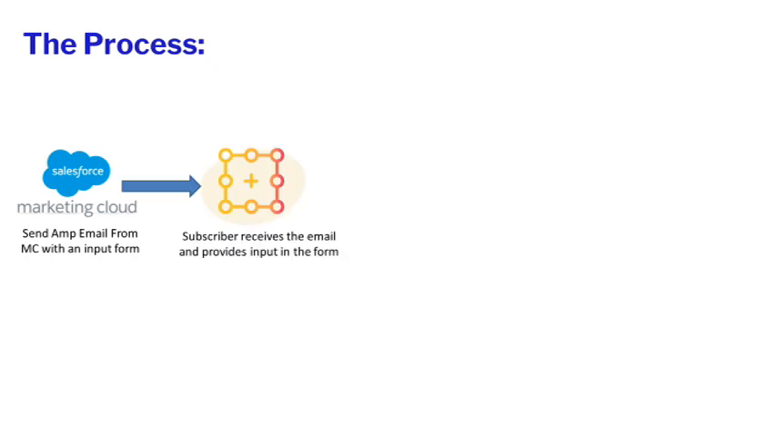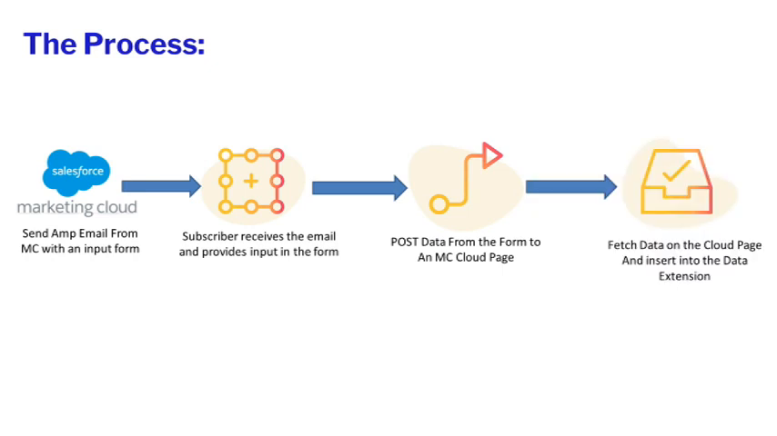Now let's look at the entire process. First, we send an AMP email from Marketing Cloud with an input form in it. Then the subscriber receives the email and provides input in the form. The email posts data from the form to a Cloud Page. And on the Cloud Page, we fetch the data and insert that into a data extension using MScript. Now let's jump into the demo.